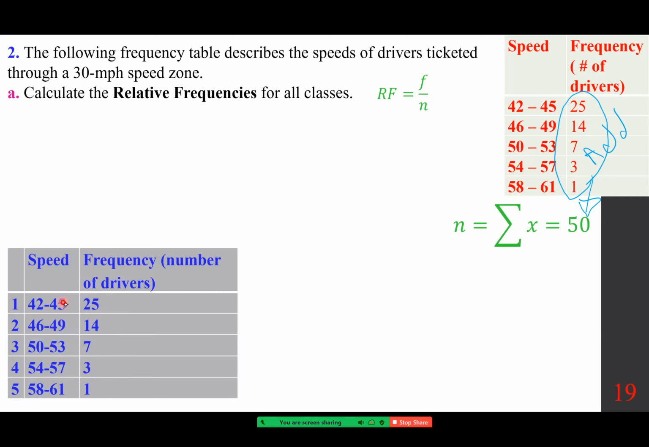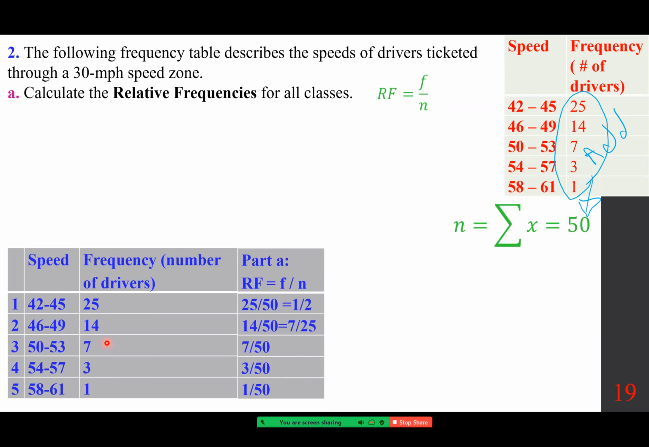And so F over N, for example, this one is 25 over 50, which becomes 1/2. This one becomes 14 over 50, which is 7 over 25. You can figure out the rest. So again, divide every number in this column by 50. And as always, anytime we are dealing with a fraction, we put it in its lowest term.